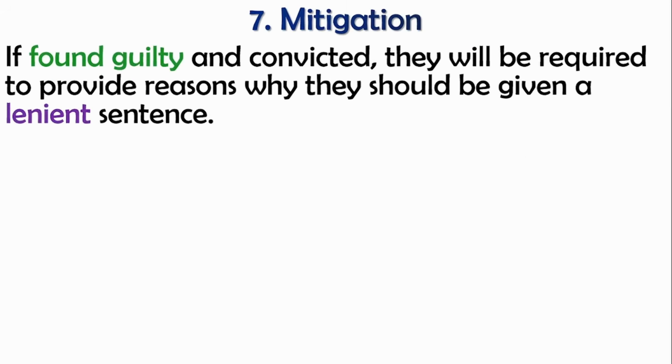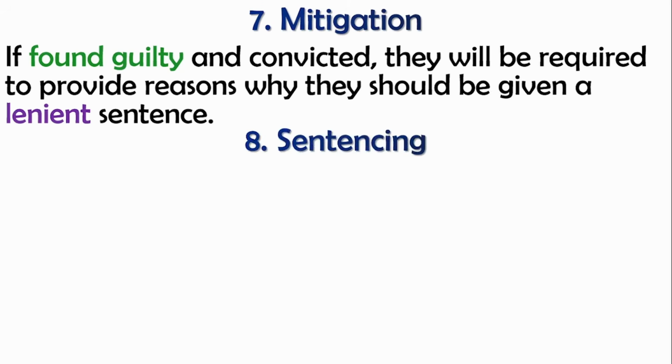Now, under mitigation, we talked about this earlier. We said if the accused has been found guilty and convicted, they'll be required to provide reasons as to why they should be given a lenient sentence. As in, they'll ask the courts of law to have mercy in the sentence that they are going to be given. And the court is going to ask for a reason as to why they should be given this lenient sentence.